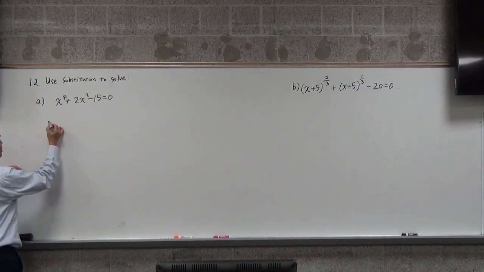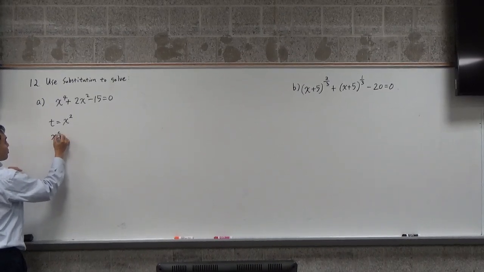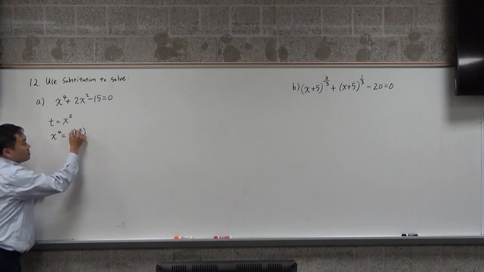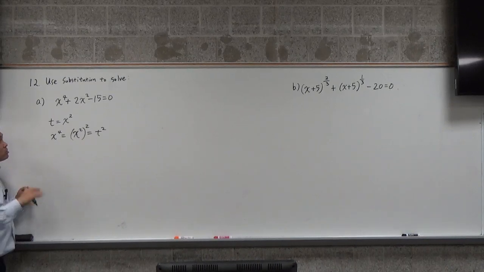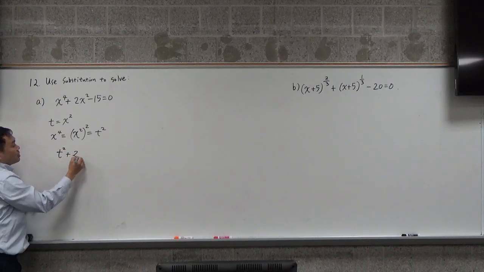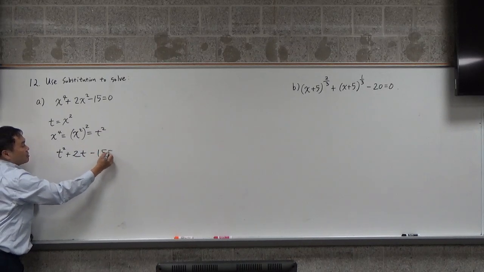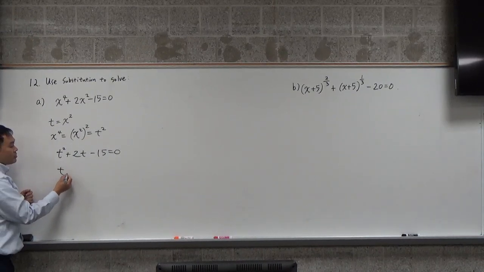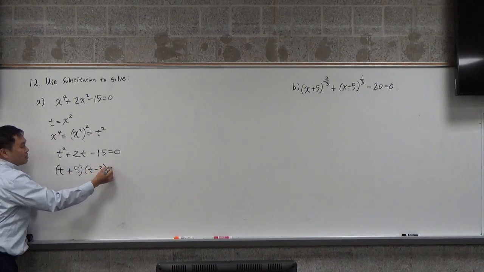That indicates that if you set t equals x squared, then x to the 4th will be the same as x squared squared, which is t squared. Very good. Okay. So that allows us to replace x to the 4th as t squared, and then x squared should be replaced as t. You have this. And then this factors as t plus 5 times t minus 3 equal to 0.